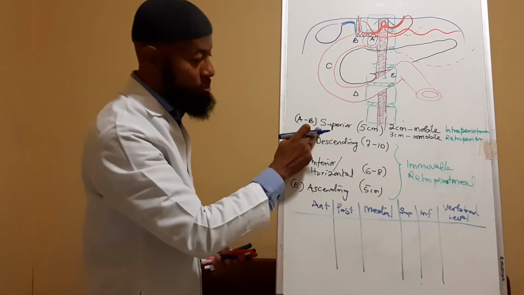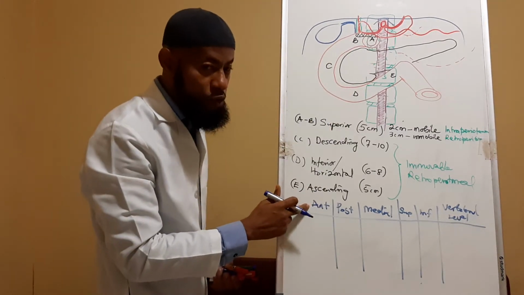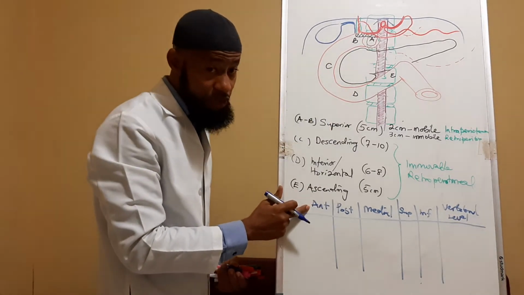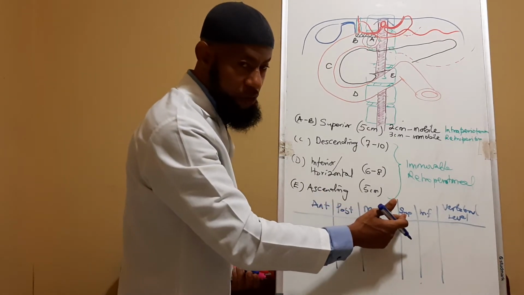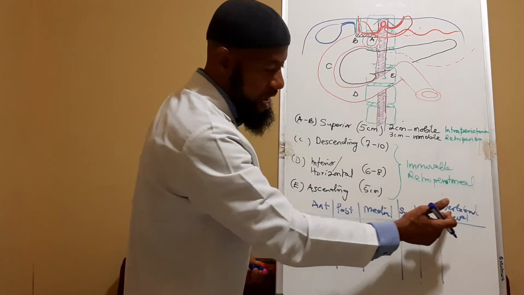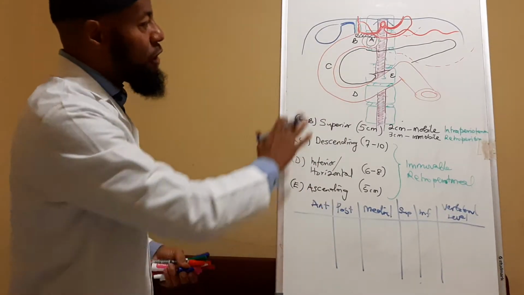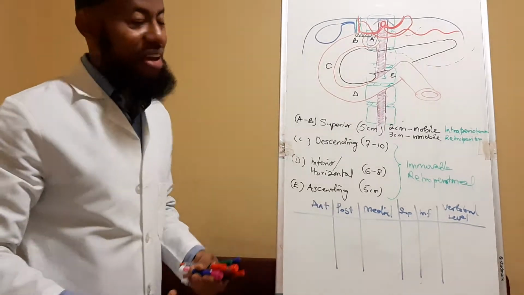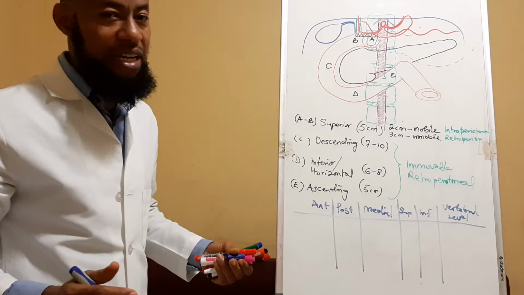So we're going to take the superior part of the duodenum. We will analyze which structures are anterior to it, posterior to it, medial to it, superior to it, inferior to it, as well as the vertebral level. And that's what we're going to do right now. Now, it is becoming very clear that these are the structures. Look at the structure, it's very clear. It's not difficult to find out.